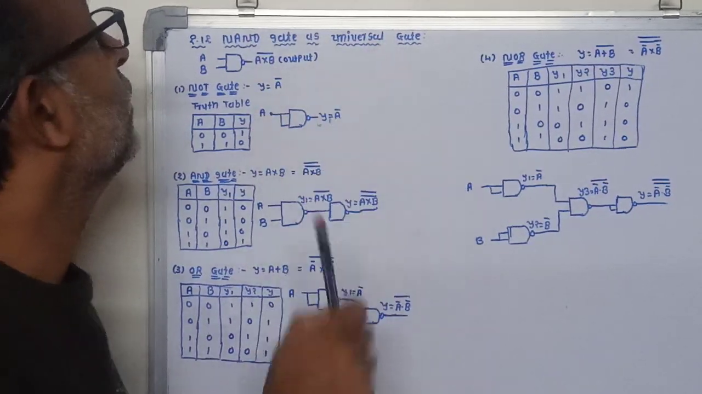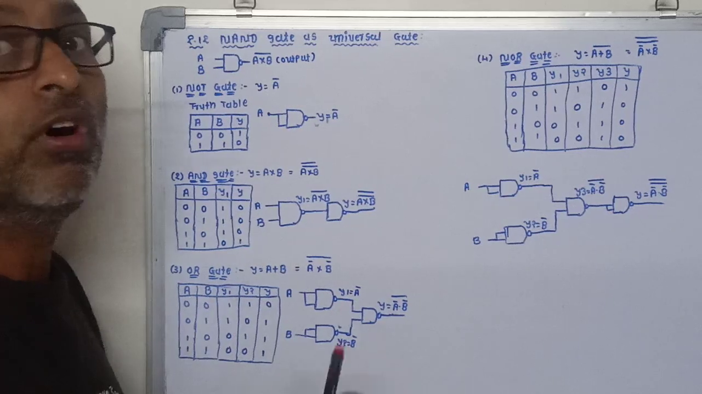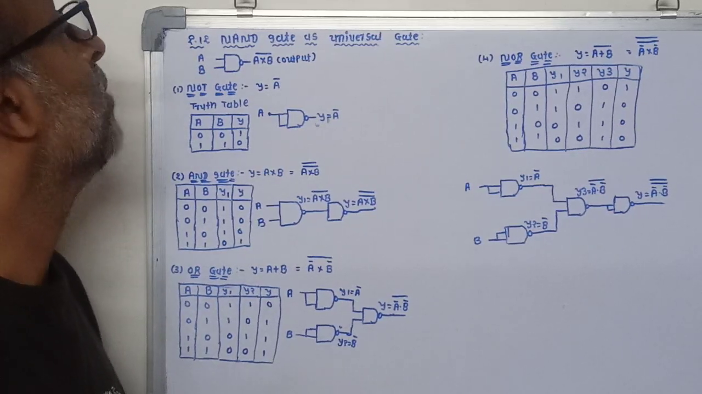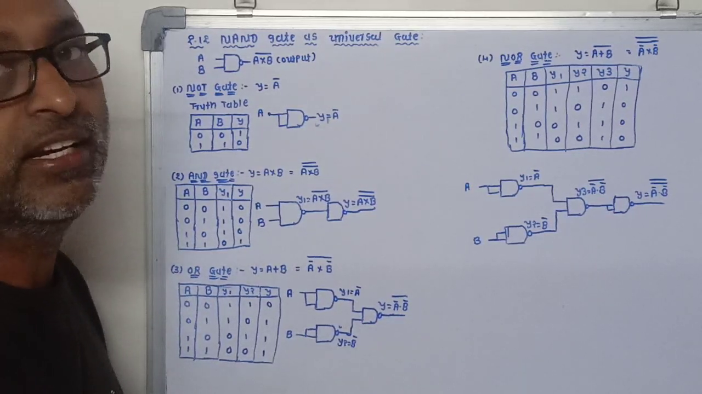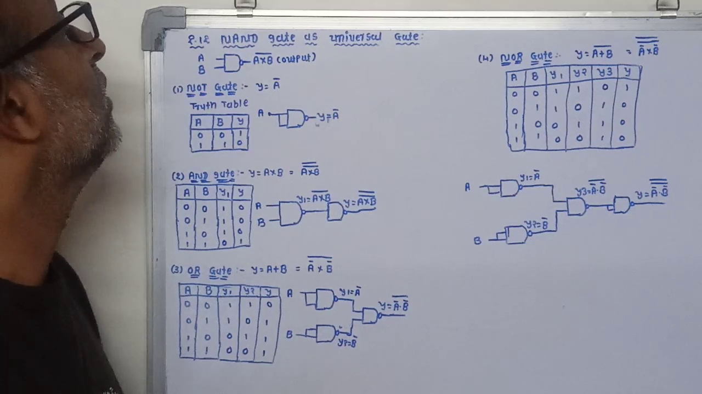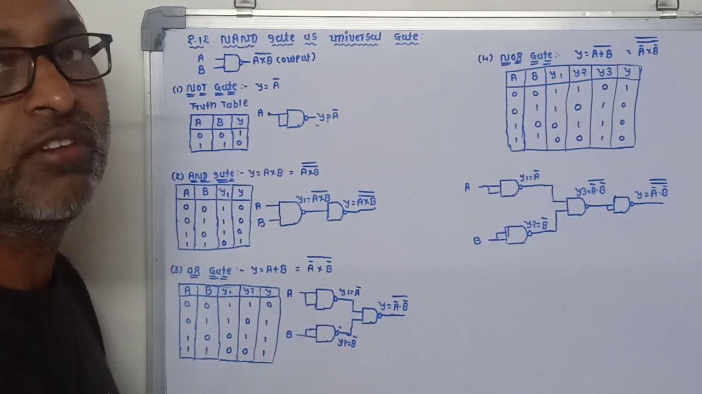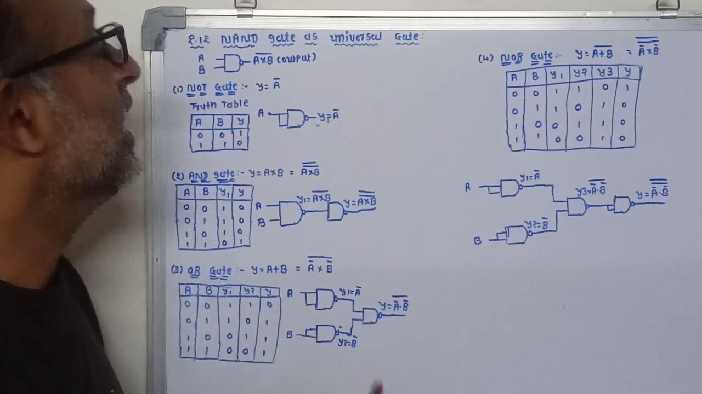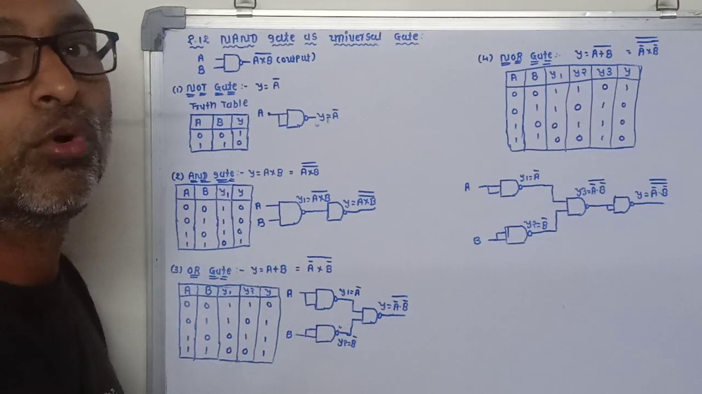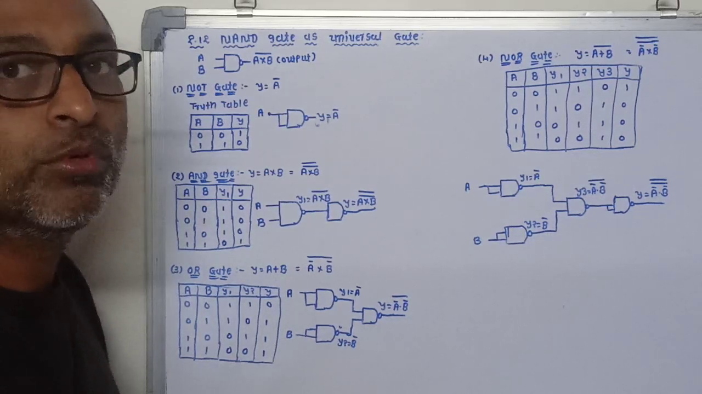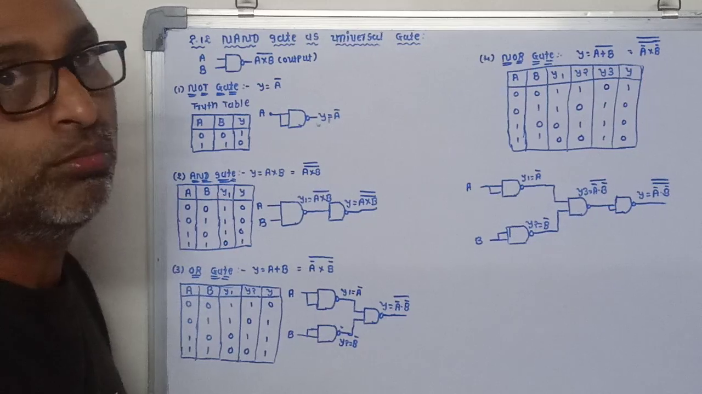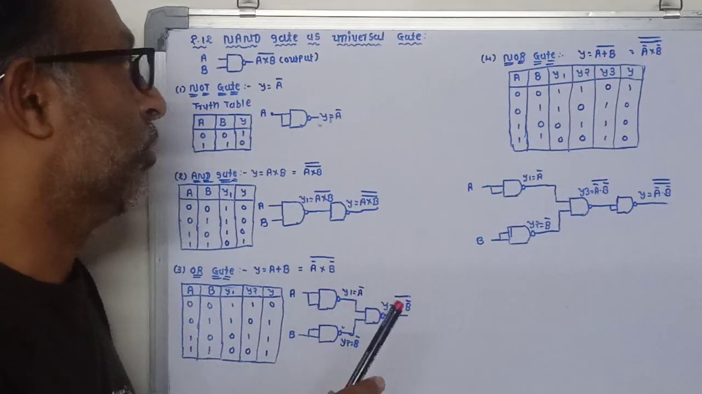NAND gate as a universal gate. Now all the gates can be built by using a NAND gate. That's why the NAND gate is known as a universal gate. The NAND gate has two or more than two inputs and only one output. So it is most important.